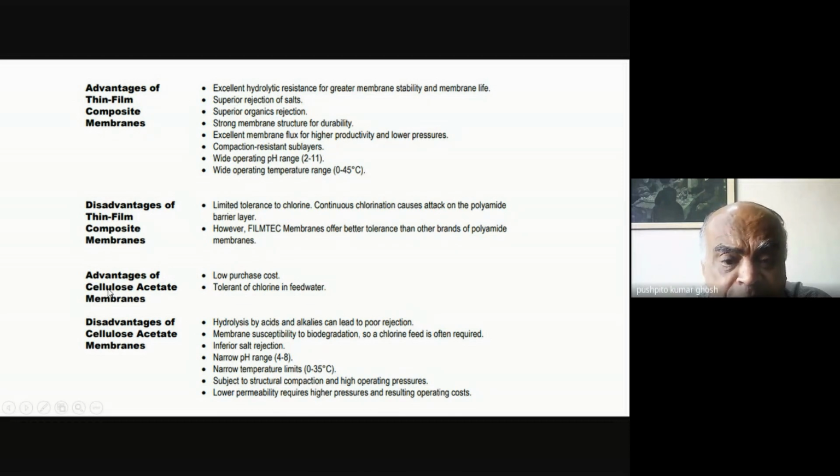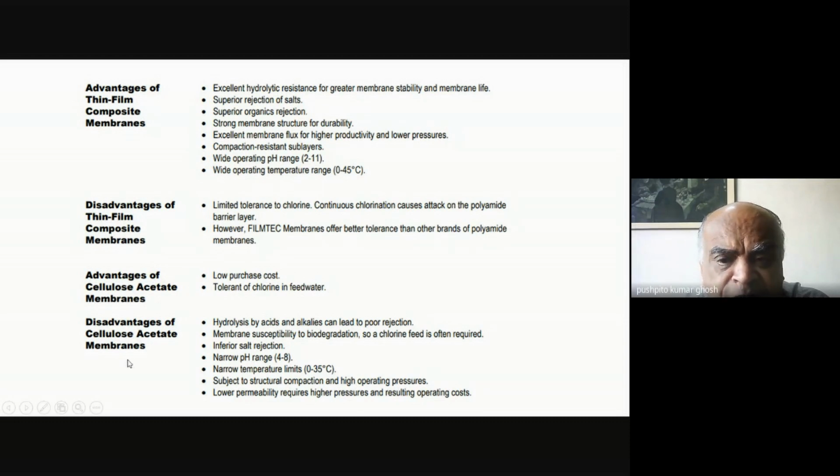Now, the advantages of cellulose acetate: one is that these monomers tend to be costlier, whereas the cellulose acetate membrane is cheaper, and therefore the production cost is low. And because there are no aromatics in the cellulose acetate membrane, the tolerance to chlorine, which really attacks the aromatics, is better with cellulose acetate membranes.